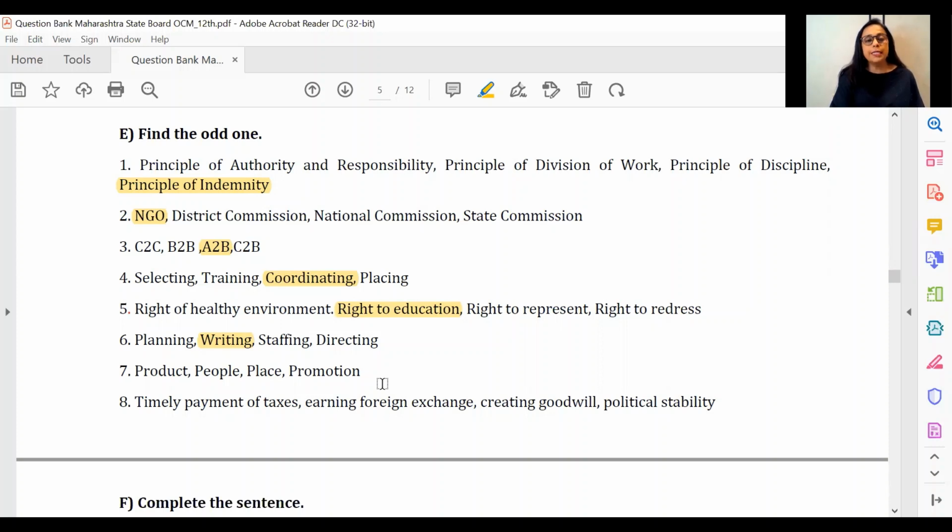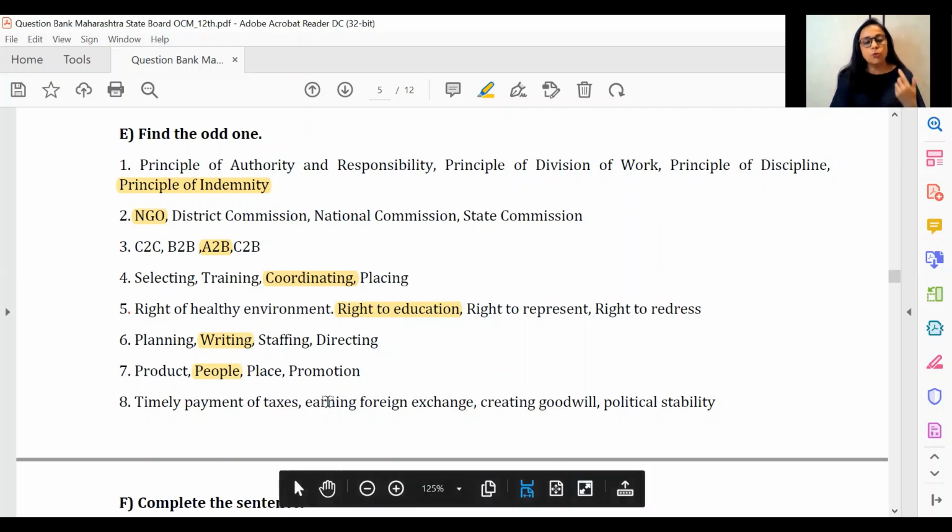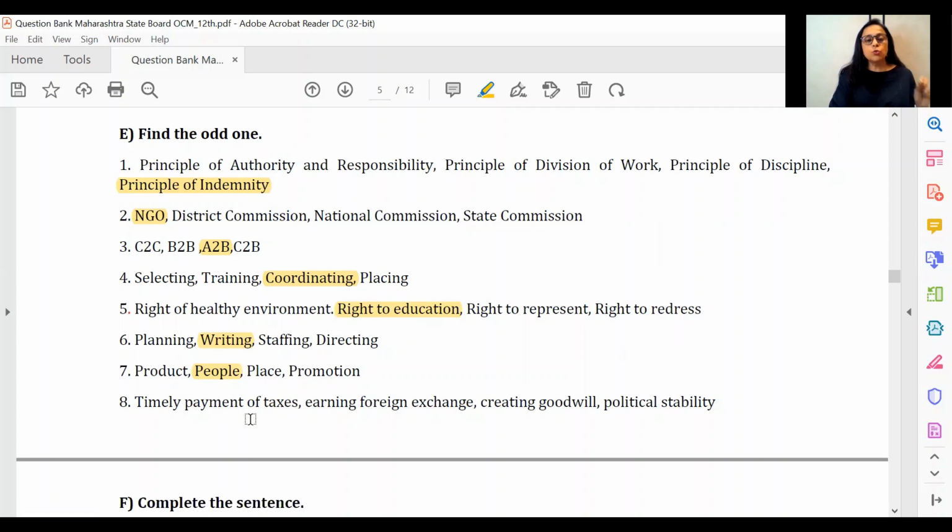Product, people, place, promotion. If you see the theory propounded 4 P's does not include people. It came later on in the 3 P's. So people is the odd one out here. Timely payment of taxes, earning foreign exchange. Clearly, this reminds you of social responsibilities towards government. Earning foreign exchange also is towards government. Political stability also is responsibility towards government. And so clearly, the odd one out question option here is creating goodwill.